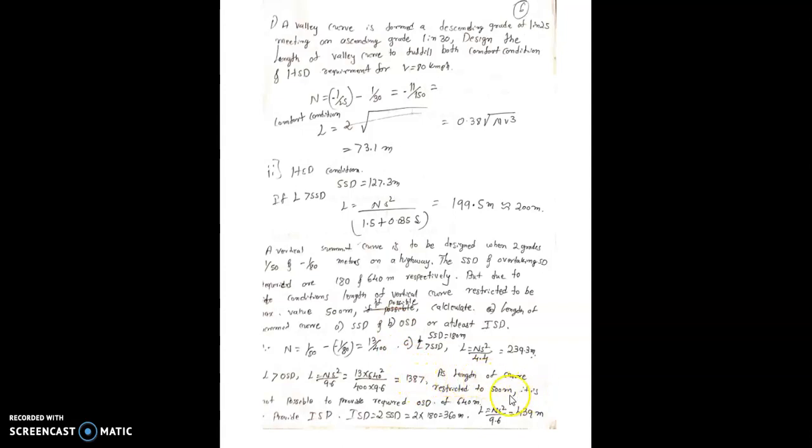But as the length of the curve is restricted to 500 meters, it is not possible to provide the required OSD of 640 meters. So we will provide for ISD. ISD is 2 times SSD, we will get 360 meters. For that, if we calculate N S square divided by 9.6, it is around 440 meters, which is within the limit of 500 meters and above the sight distance. So we'll provide the length of summit curve 440 meters.